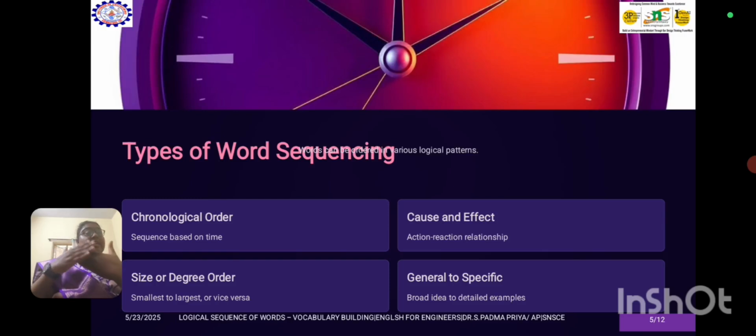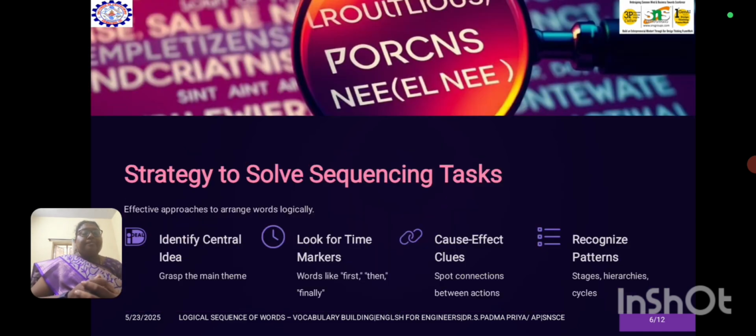the arrangement of the sequence, or the order from smallest to largest, and the final one is general to specific form. So when we put all these four forms together, we get the concept called word sequencing. So the next thing we are going to see is how we are going to solve the sequencing tasks.